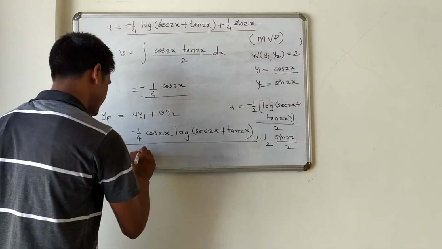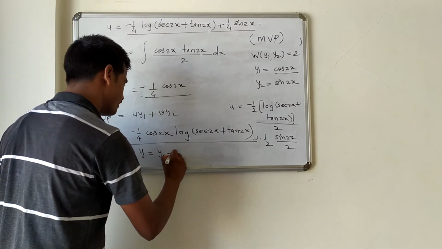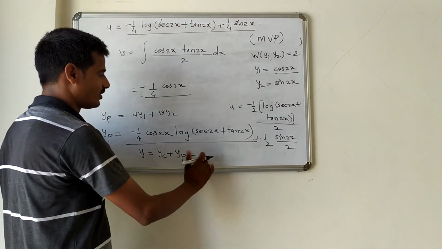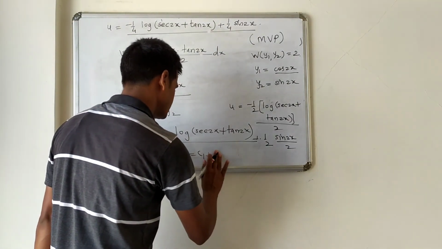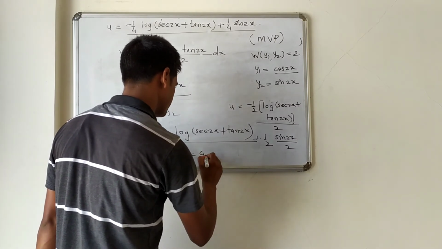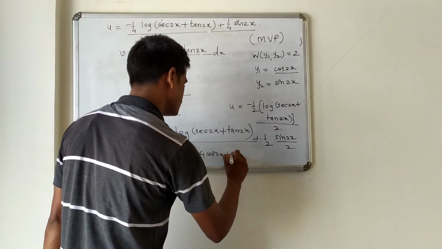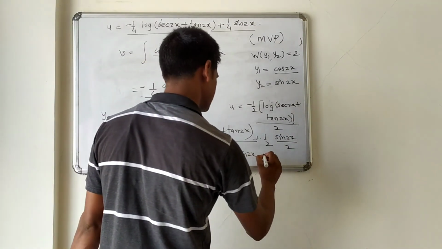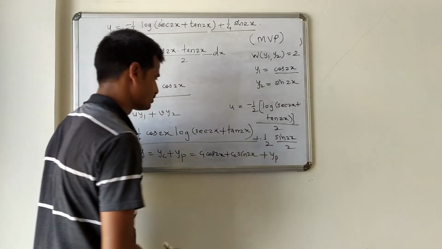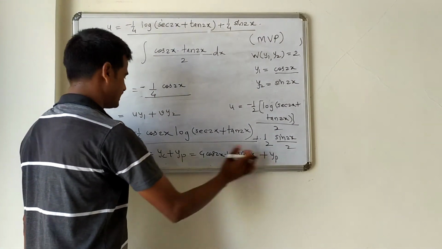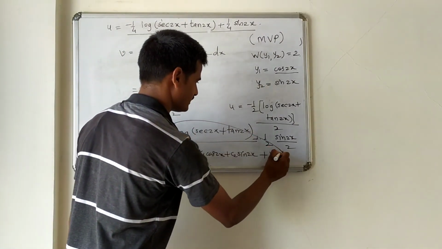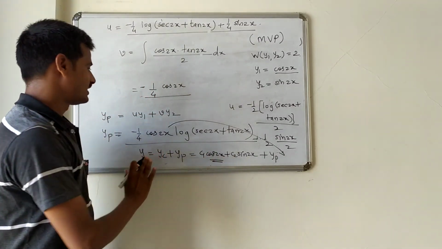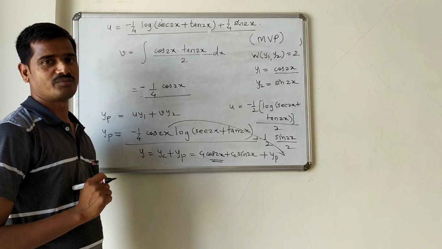So this is your particular integral. And do not forget to write final solution as complementary function plus particular integral. That is c1 cos 2x plus c2 sin 2x, plus I write here particular integral. So please note down this part yp from here. Okay. So this is the particular integral given by method of variation of parameter.